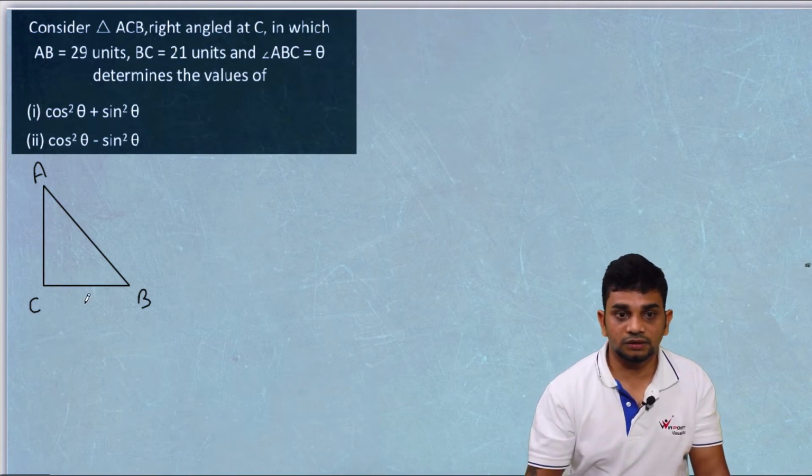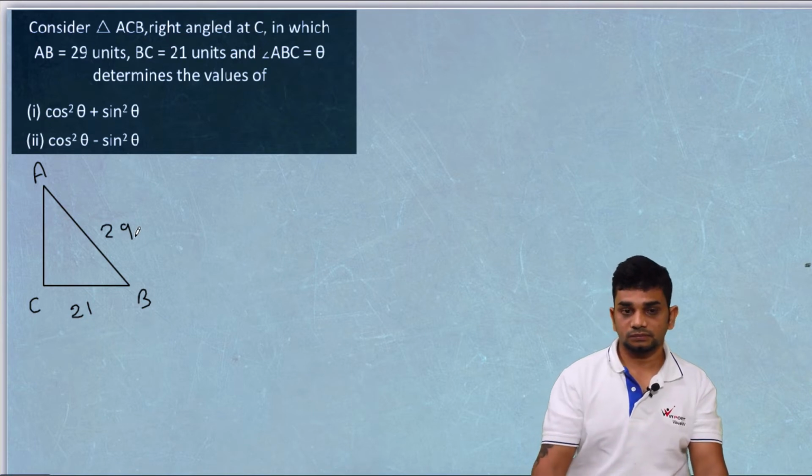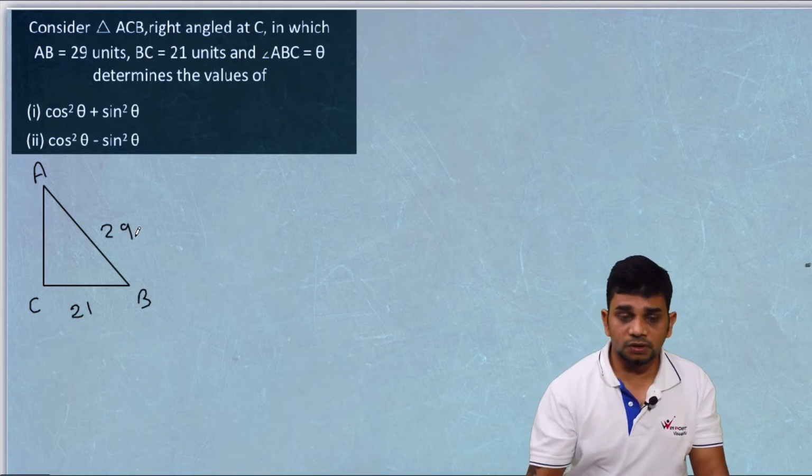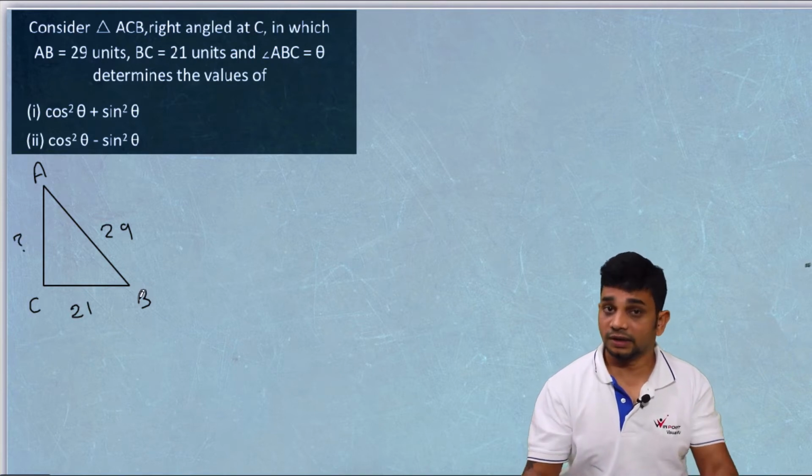BC is 21 units, and AB is 29 units. These values are given. If we know these two values, we can find this value, right? How can we find this value? Using the Pythagoras principle. Let's do that first.